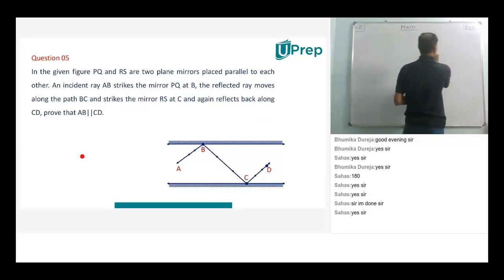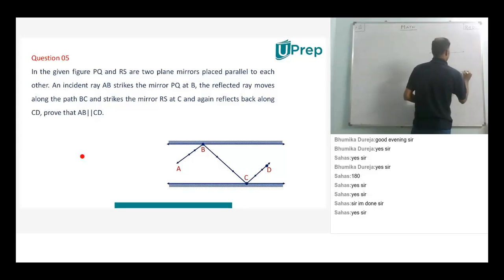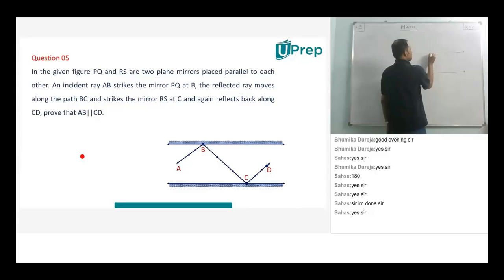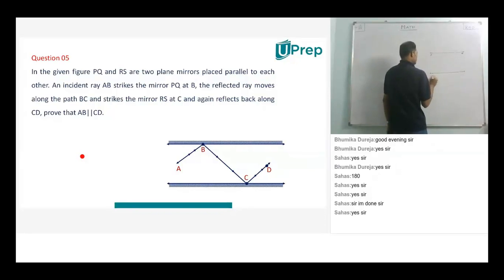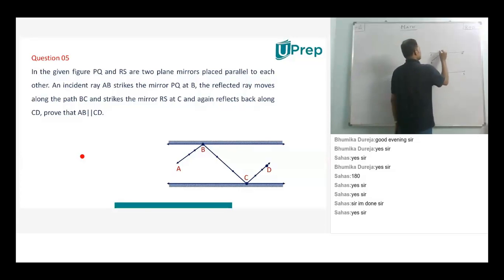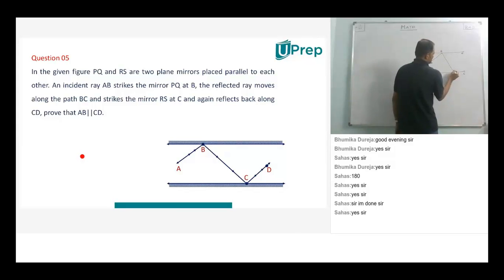Okay, let's see. These are the two plane mirrors placed in such a way that they are parallel to each other. Now, one ray AB reflects back in this direction and again moves back in this direction.